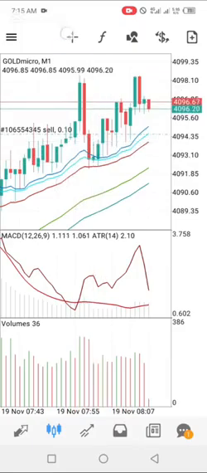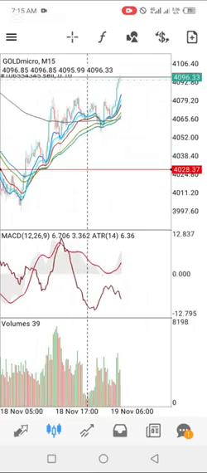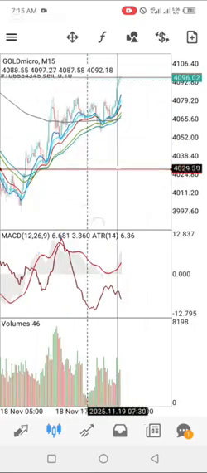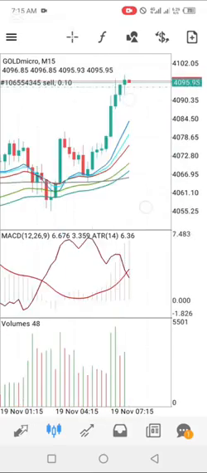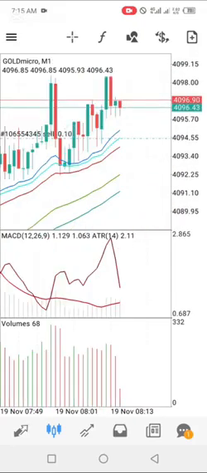But I expect this to drop up to that red horizontal line here before we can now buy gold back up again. This is exactly what I'm trying to do. See you in a bit.